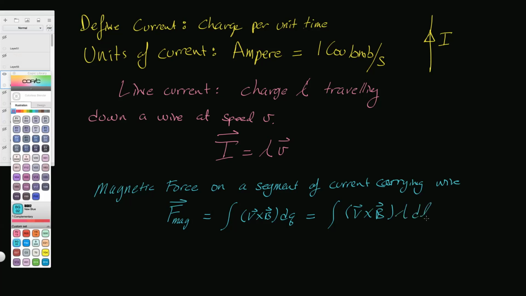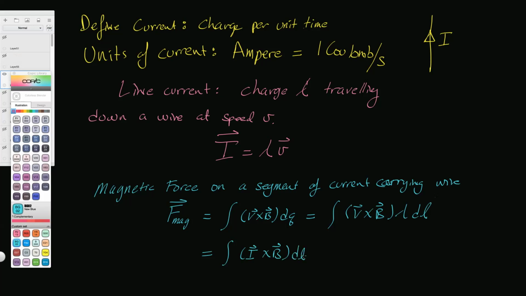Lambda DL, okay. But we know that lambda V is the current. So we can say that this is I cross B DL, right?